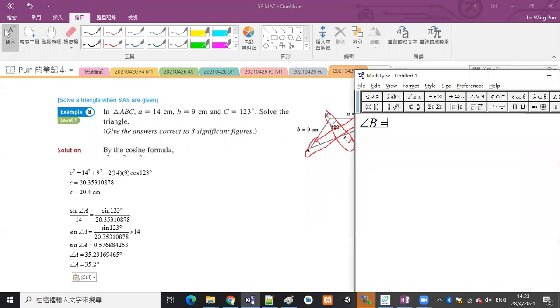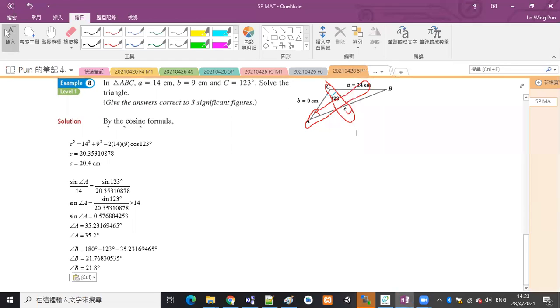So angle B is equal to 180 degrees minus 123 degrees minus 35.23169465 degrees. Okay, so that should be 21.7 something degrees. And when it is correct to 3SF, it should be 21.8 degrees. Is that okay?